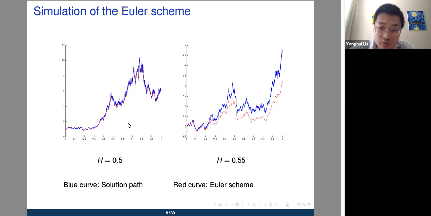Now let's move to the case when h equals 0.55. That is the fractional Brownian motion case. The blue curve is still the solution, and the red curve is still generated by the Euler scheme. And you might believe me that this curve behaves very differently compared to the Brownian motion case. So this was quite surprising.